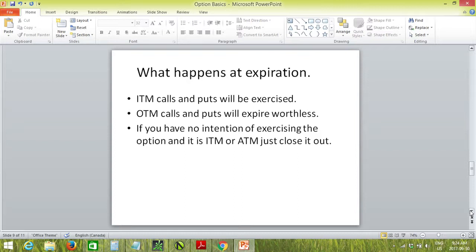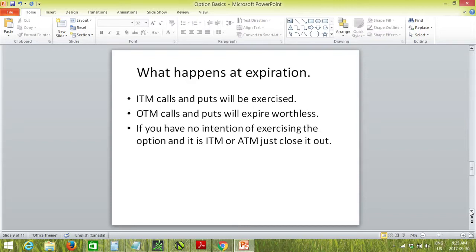So if you have Apple, at the 155 strike, it's going to buy 100 shares at $155. Conversely, the same thing with a put, right? It's going to sell those shares of Apple at 152.50, or whatever your put strike price is. So if you have no intention of exercising the option and it's in the money, just sell it, right? Sell the option. You'll get the profit on selling the option, right?